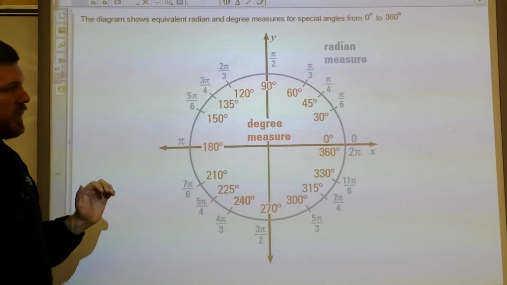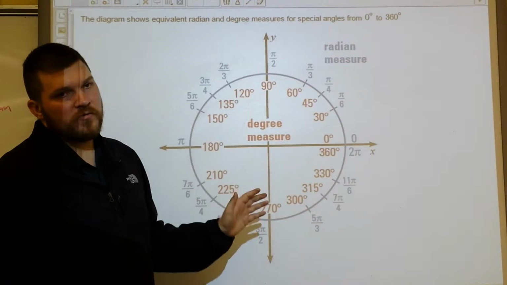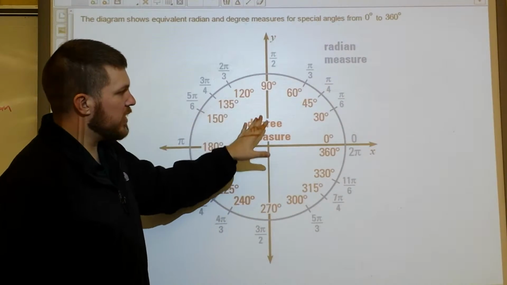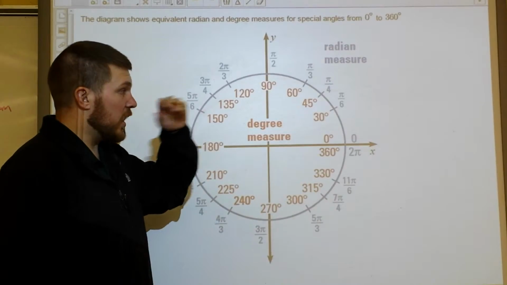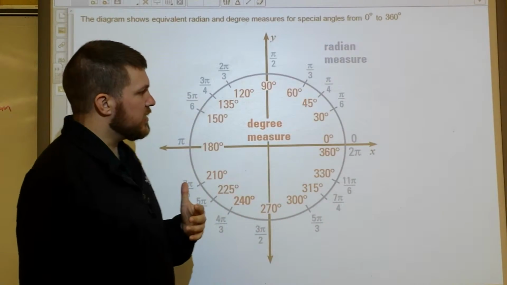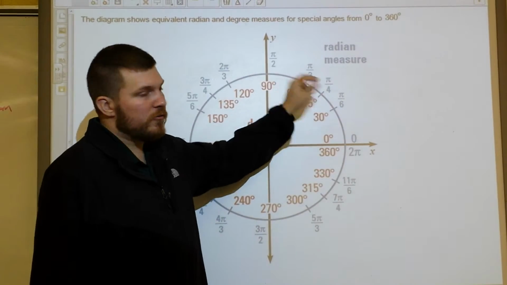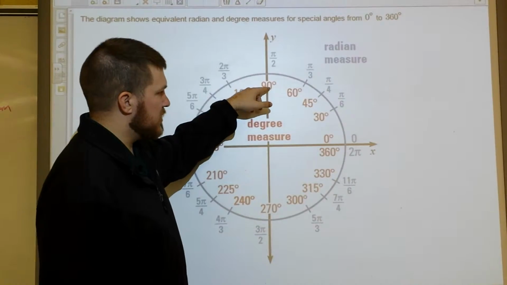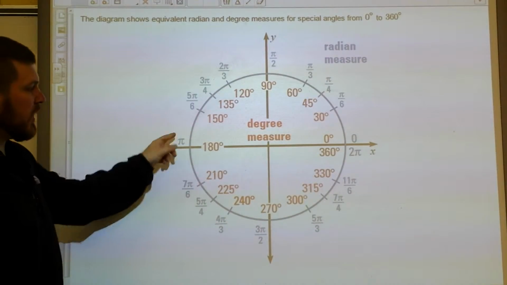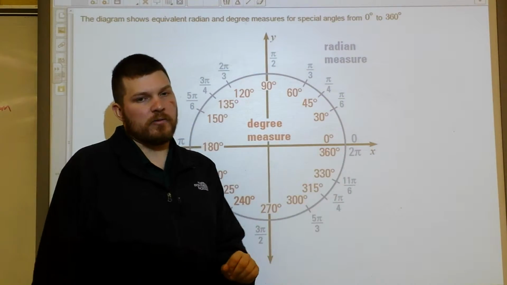But first, a picture. This picture is super important. In fact, this is probably the most important thing out of the entire chapter, okay? Because what it does is give you a very good picture of some common angles and how they convert from degrees in red to radians in blue. For instance, 45 degrees is the same thing as pi over 4 radians. 90 degrees is the same thing as pi over 2 radians. 180 degrees is the same thing as pi radians. And 360 degrees is the same thing as 2 pi radians.